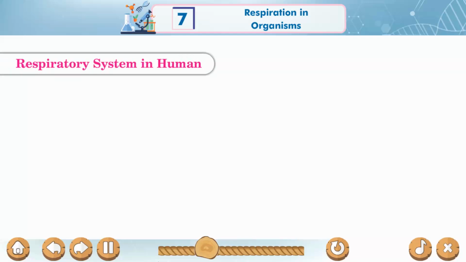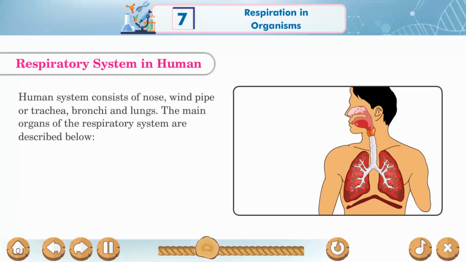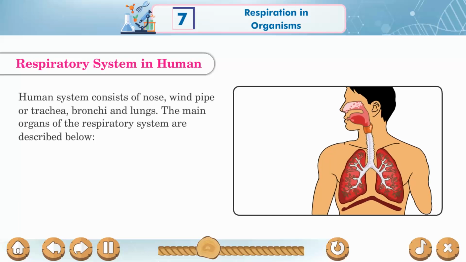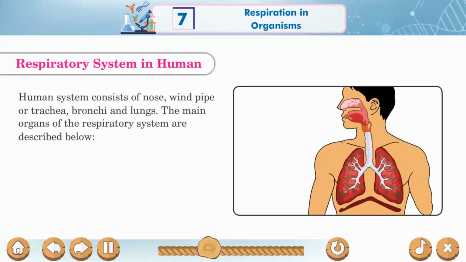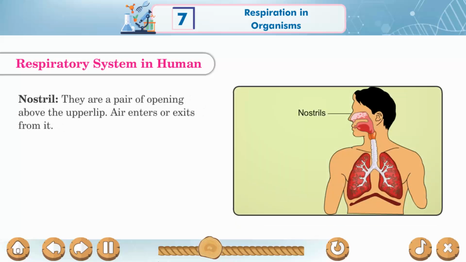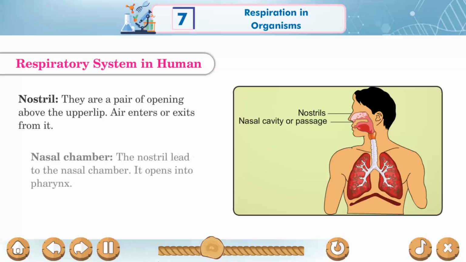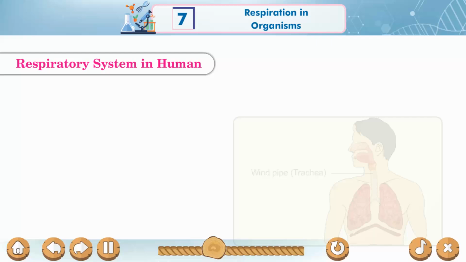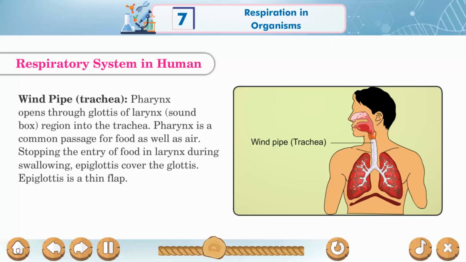Respiratory system in human. The human respiratory system consists of nose, windpipe or trachea, bronchi and lungs. The main organs of the respiratory system are described below. Nostril, they are a pair of openings above the upper lip. Air enters or exits from it. Nasal chamber. The nostrils lead to the nasal chamber. It opens into pharynx. Windpipe, trachea.